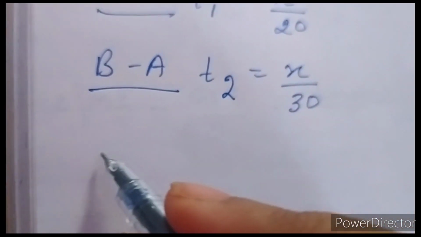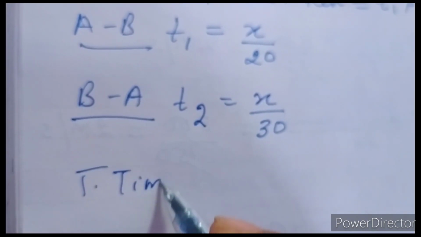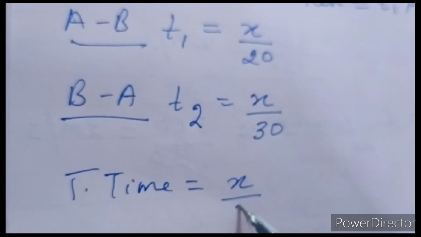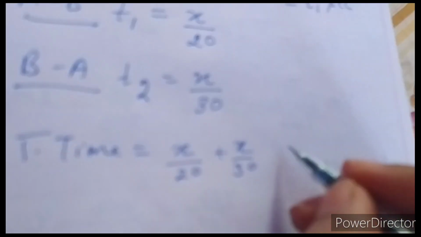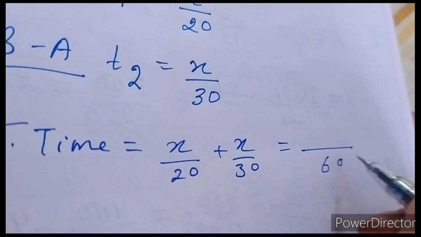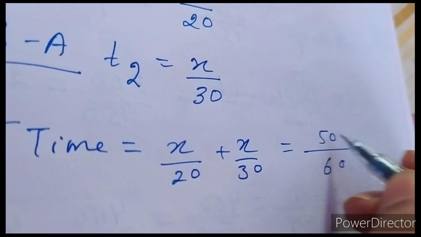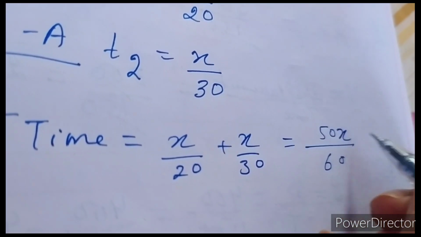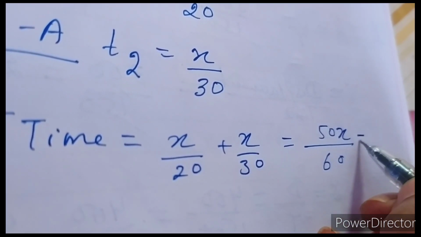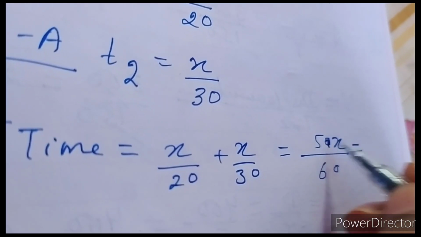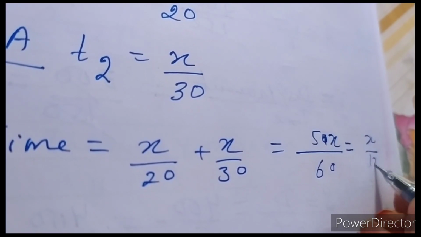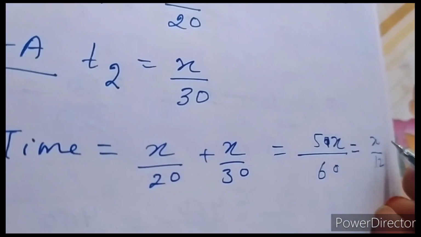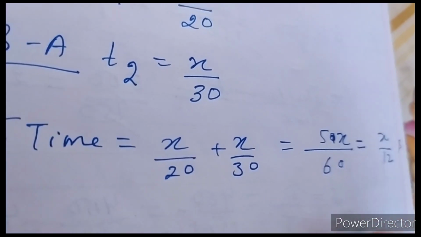Now total time taken is equal to t1 plus t2, that is x upon 20 plus x upon 30. You will take the LCM as 60, that is 30 plus 20, that is 50x upon 60. That will be equal to 5x upon 6, which is x upon 12. So this is the total time.